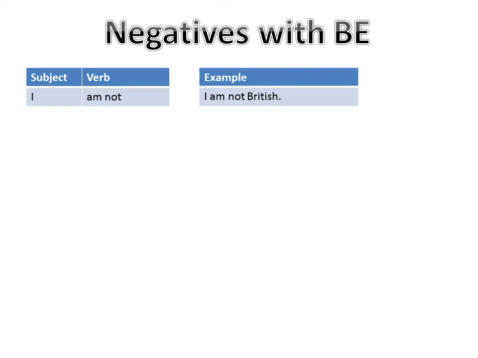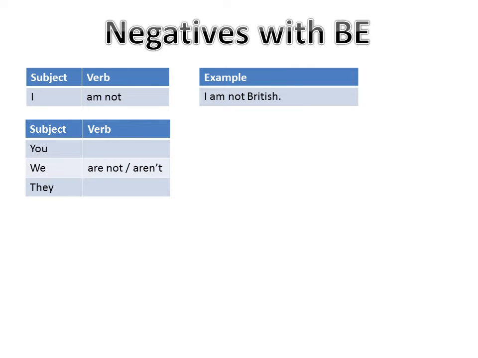Now, when we use negatives with the be verb, we have a couple of options. First, we can say, I am not. So the not goes after the be verb. Right? I am not British.